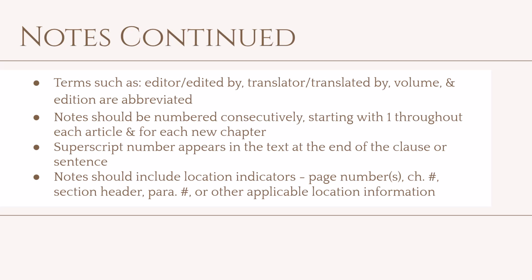Notes should include location indicators, whether paraphrasing, summarizing, or quoting directly from the source. It allows the reader to locate the information in the original source. For text sources, it will usually be a page number or page range. When a page number is not available, provide other location indicators to make it easy for the reader to locate the information. This might look like including a section, chapter, or paragraph number, or any other applicable location information.